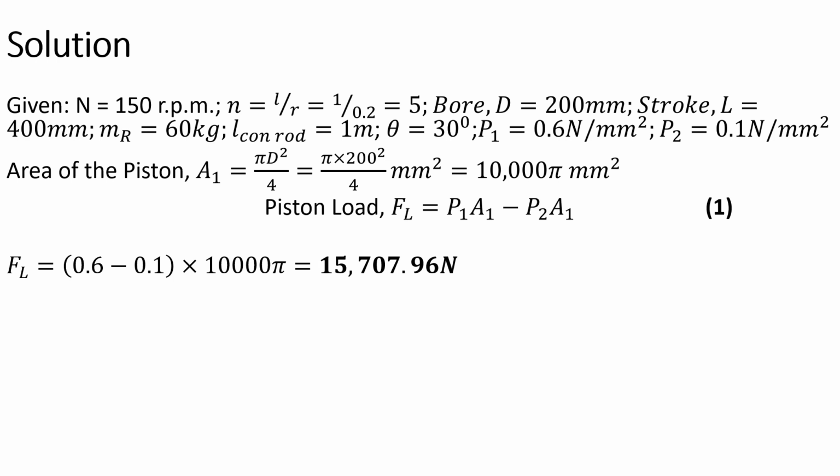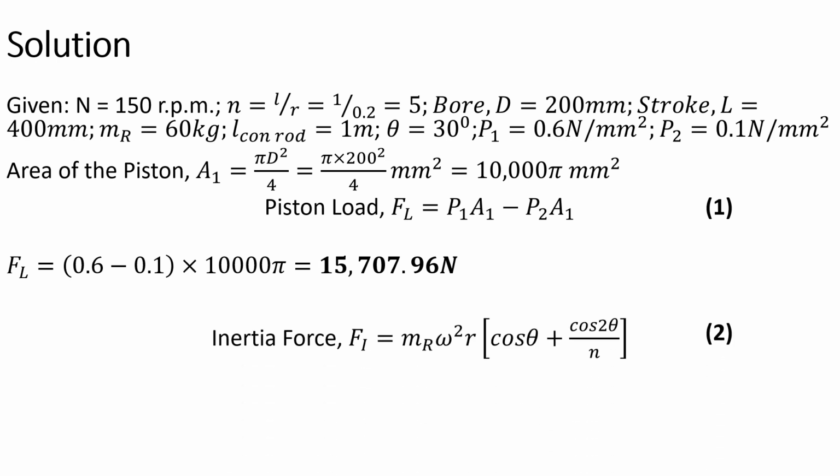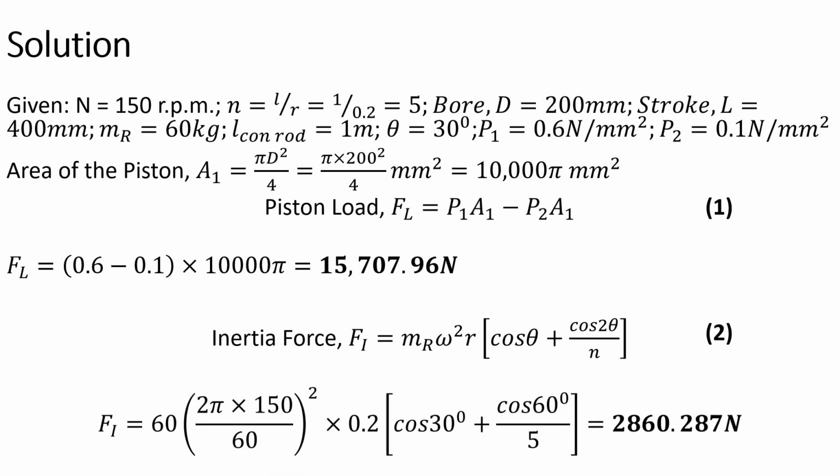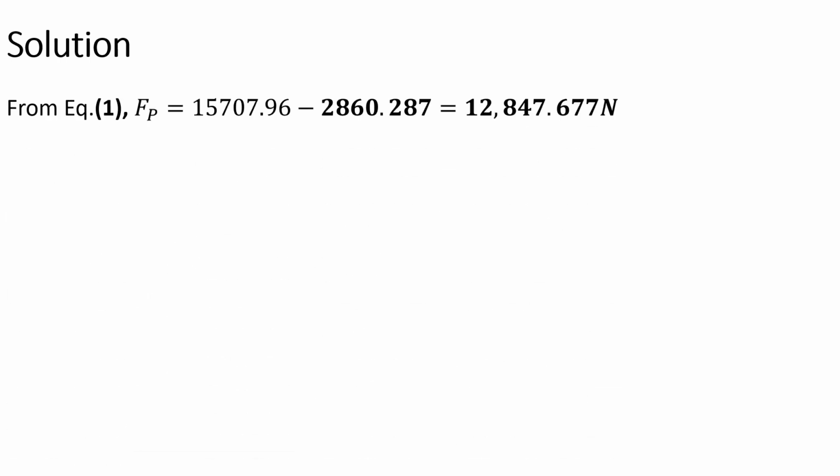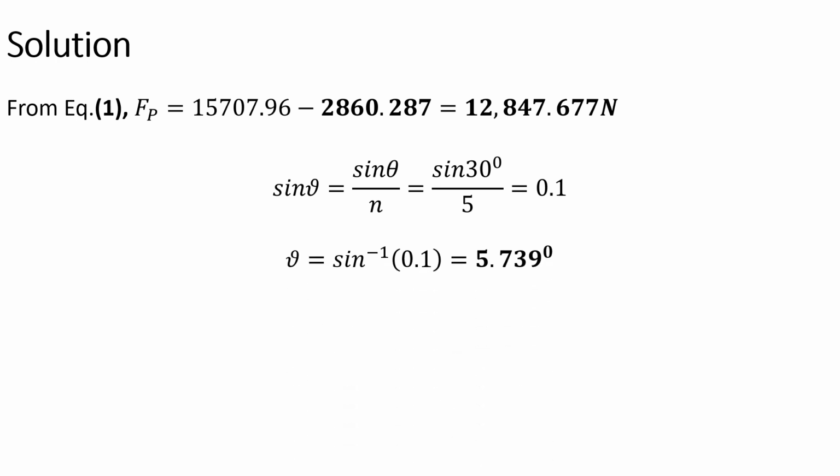15,707.96 newtons. Inertia force is given by equation 2, and if you plug in the values, we get 2860.287 newton. Equation 1, Fp is equals to 15,707.96 less 2860.287, and that gives us a value of 12,847.667. Next thing we do is we need to calculate phi, which is the angle of inclination, and we get it from the relationship between phi and theta, and our angle of inclination comes to 5.739 degrees.